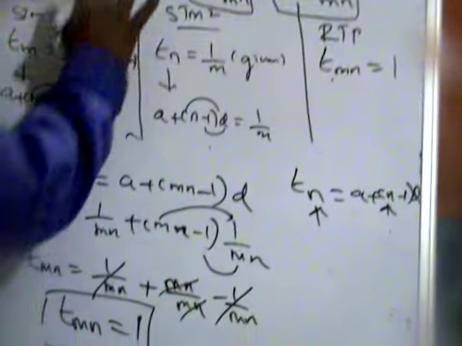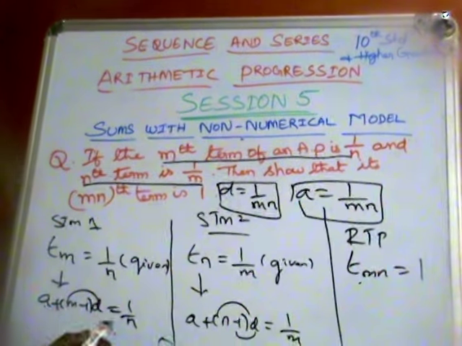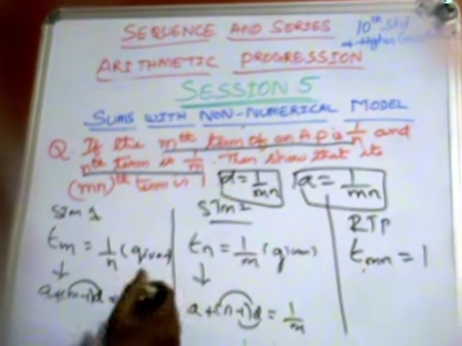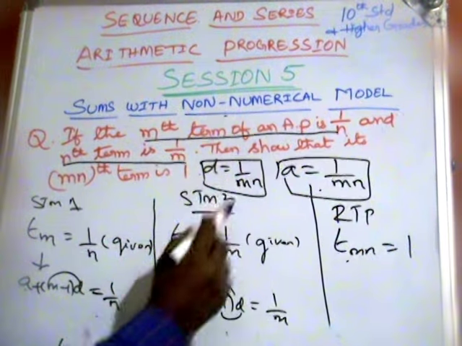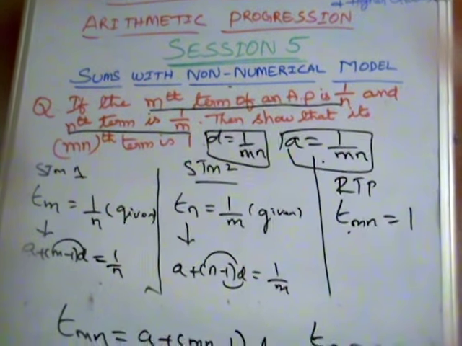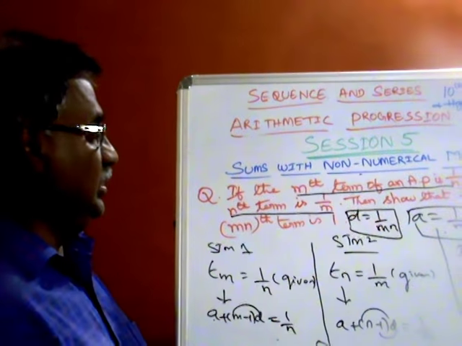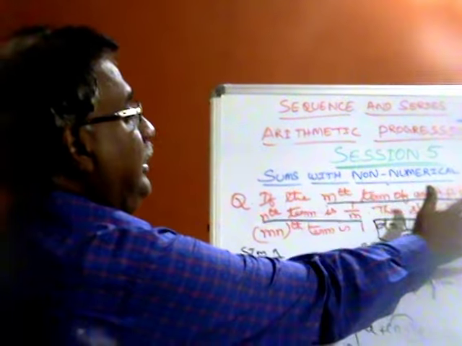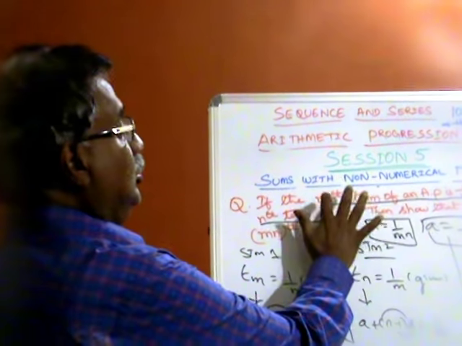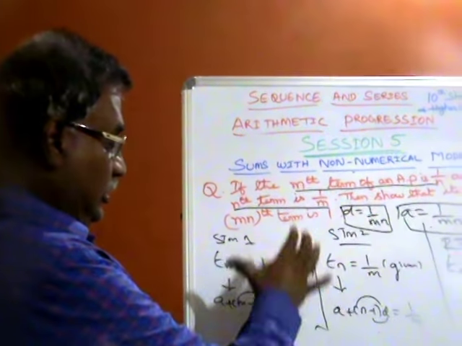Hope you understood. These are all non-numerical models. Mth term is 1 by m. You can write the formula, and nth term, then you get the values of a and d and substitute. Similar type of sum. So these kind of non-numerical models, don't get worried about the word m, n, and r. Sometimes instead of m you get p, q or r like that. Whatever it is, you just follow it.